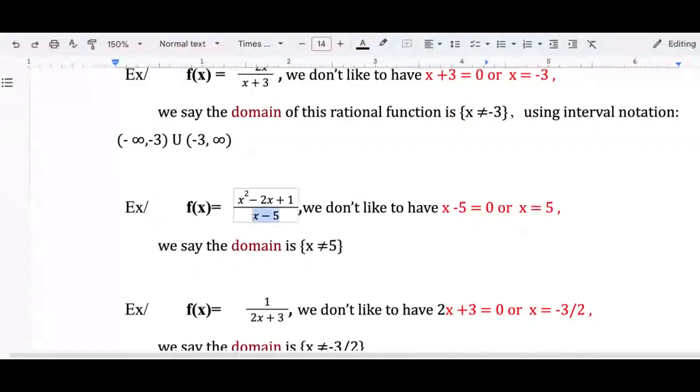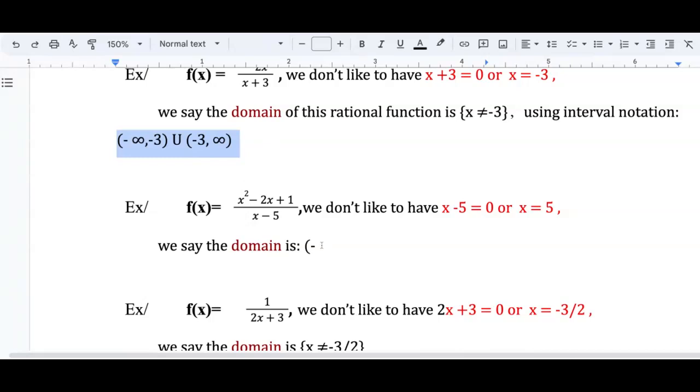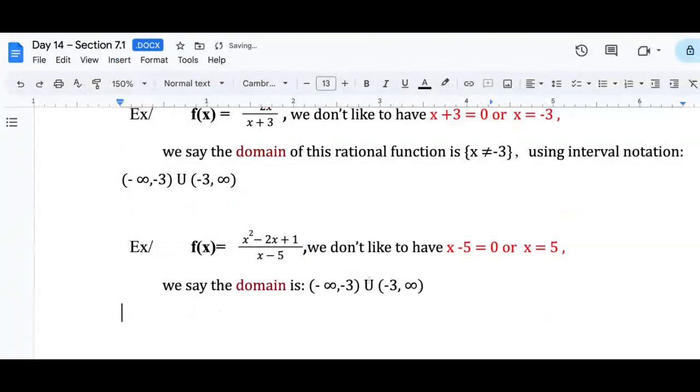Let's see the next one. The denominator is x minus 5. So we just say, okay, x minus 5 cannot be 0, or x cannot be 5, right? We see the domain is x not equal to 5. Use the interval notation. Negative infinity, I'm going to copy here. Negative infinity up to 5. Then 5 up to positive infinity.